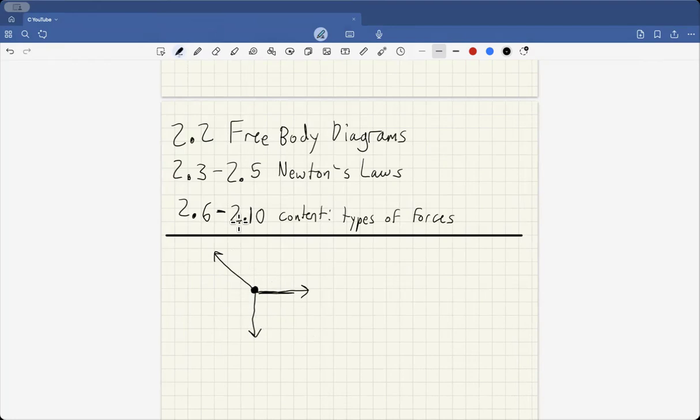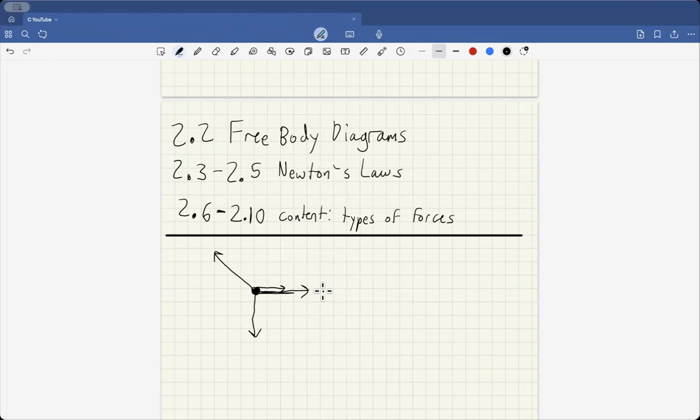But then you might have a fourth friend in the mix who's supporting that last friend, right? Maybe a fourth friend is also going to pull that box of pizza to the right. Well, now what you're seeing is that there are two forces to the right. So most importantly, free body diagrams show you the forces that are acting on something.